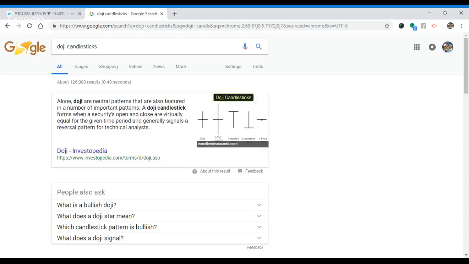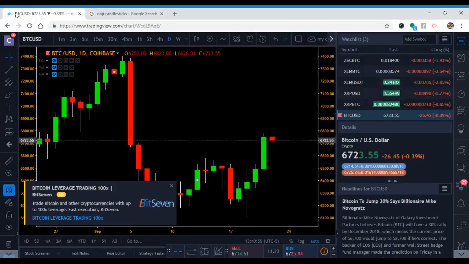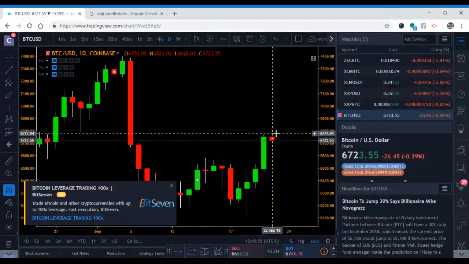And it says alone, doji are neutral patterns that are also featured in a number of important patterns. A doji candlestick forms when a security's open and close are virtually equal for the given time period and generally signals a reversal pattern for technical analysis. What that means is that it shows indecisiveness within the market, meaning that the bears or the bulls are not winning one way or the other, so it's almost like an even game.